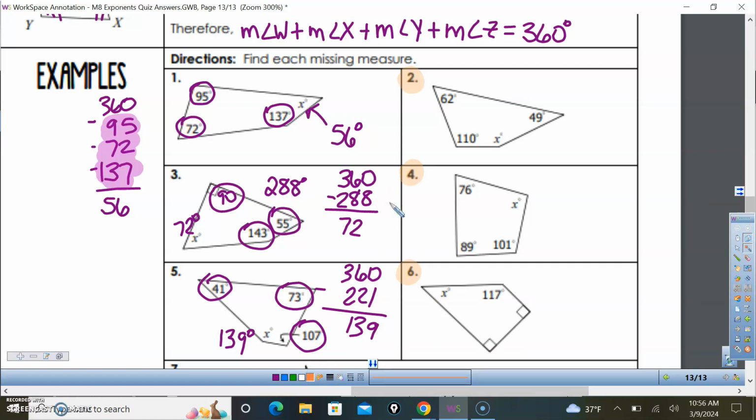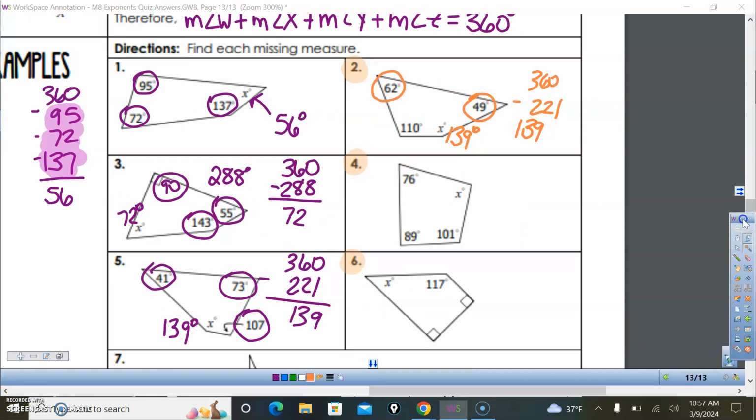All right, so for number 2, I'm going to add 62 plus 49 plus 110. I'm getting 221. When I subtract 360 minus 221, I am getting 139 degrees. That one sounds awfully similar to the last one I did. Let me just double check. Yeah, they both added up to 221. 360 minus 221 is 139 degrees for X here.